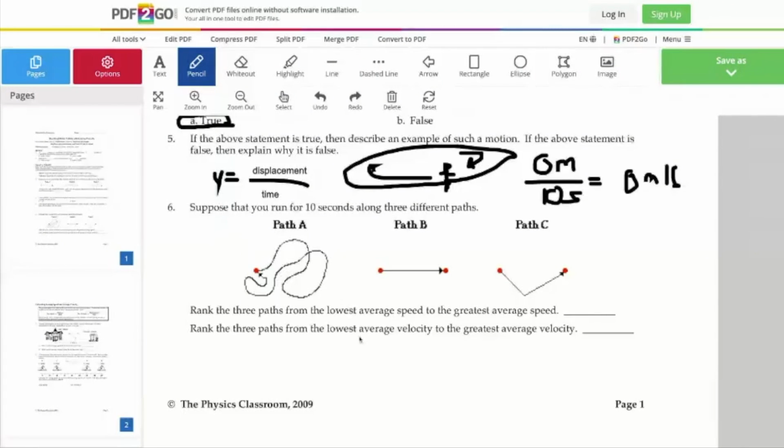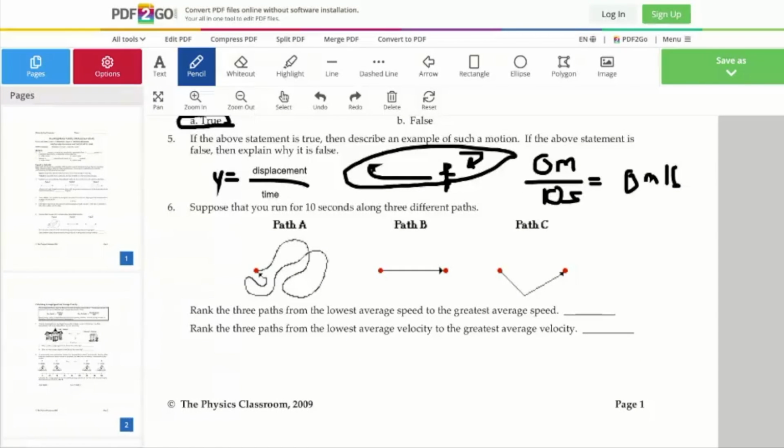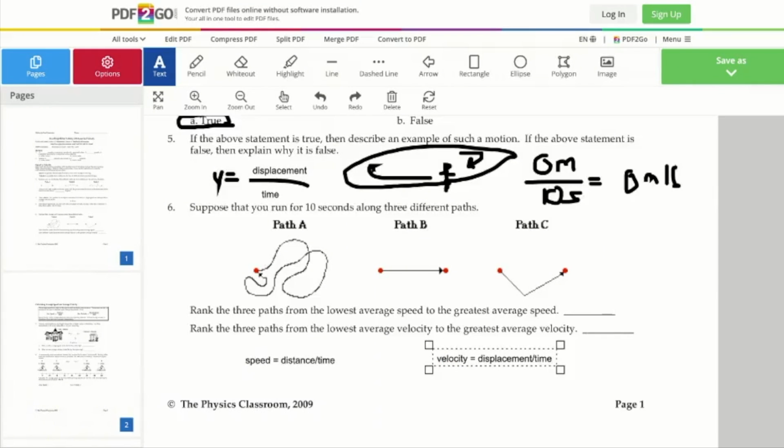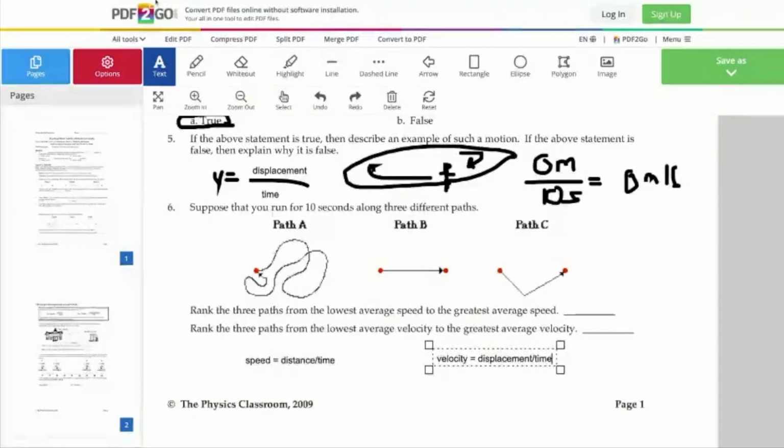Okay, cool. Suppose that you run for 10 seconds along 3 different paths. Rank the 3 paths from the lowest average speed to the greatest average speed. So you run for the same time for all of them. Remember, I'm going to type the differences: speed equals distance over time, and velocity equals displacement over time. Should I start explaining? Yeah, you can go ahead and start explaining.